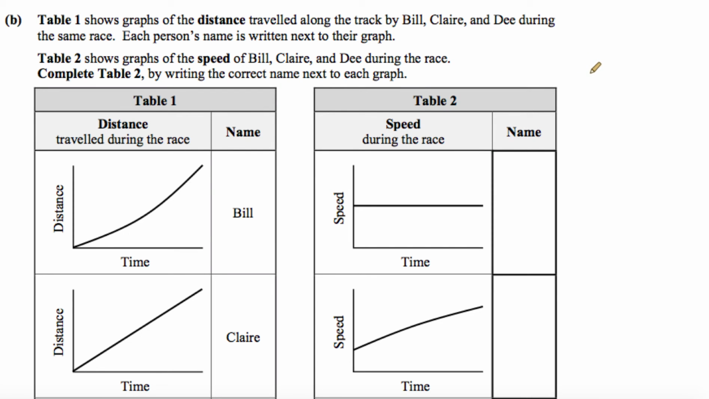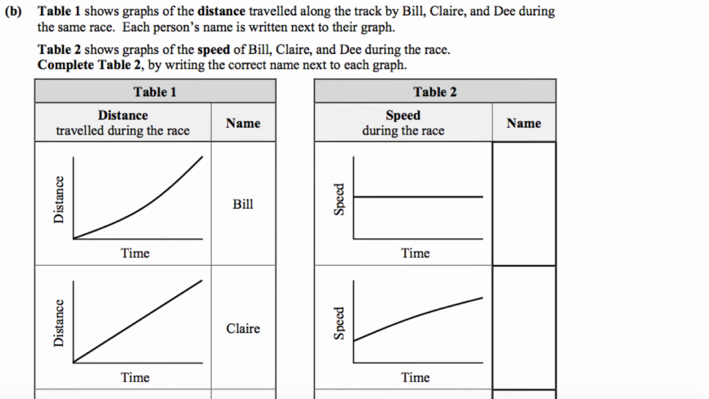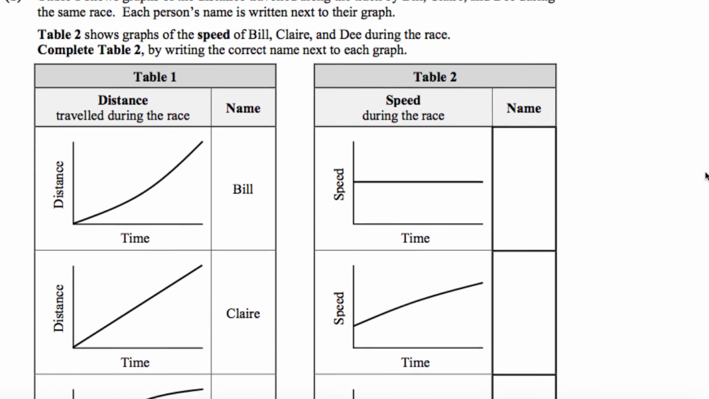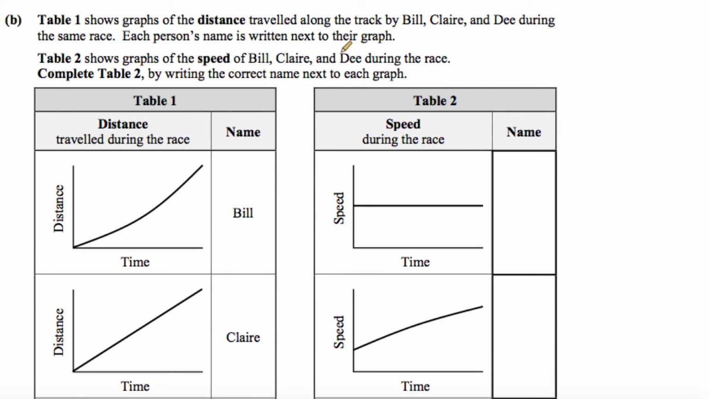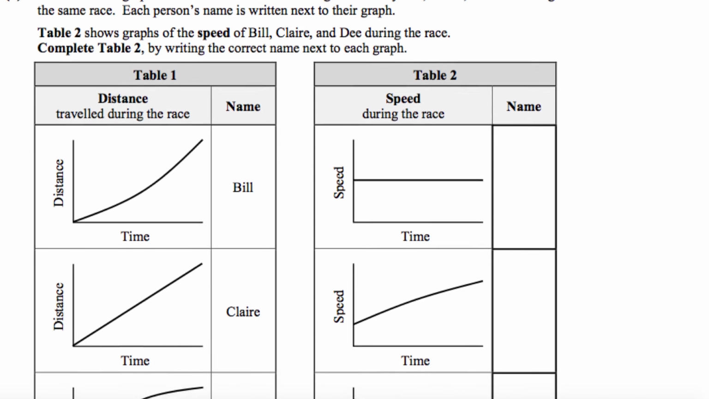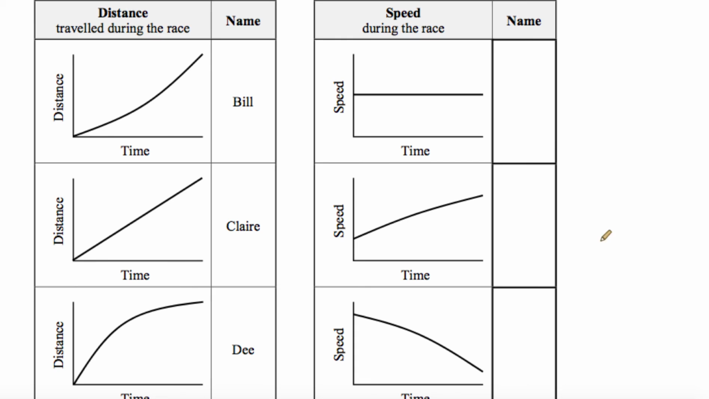Okay, part B says table 1 shows the graphs of the distance travelled along the track by Bill, Claire and Dee during the same race. So here's table 1, Bill, Claire and Dee down below. Each person's name is written next to their graph. Table 2 shows the graphs of the speed of Bill, Claire and Dee during the race. So table 1 is distance, table 2 is speed. It says complete table 2 by writing the correct name next to each graph. Okay, so if we have a look at these here.